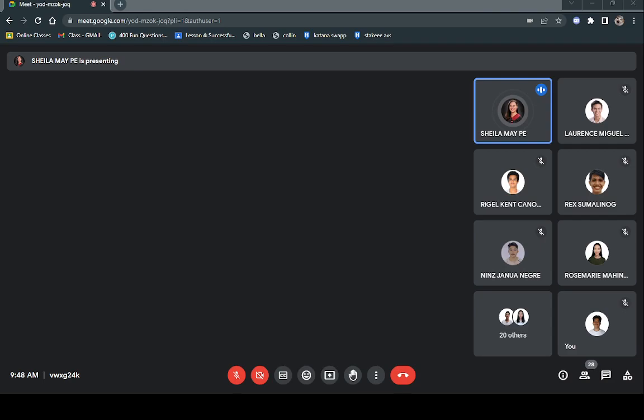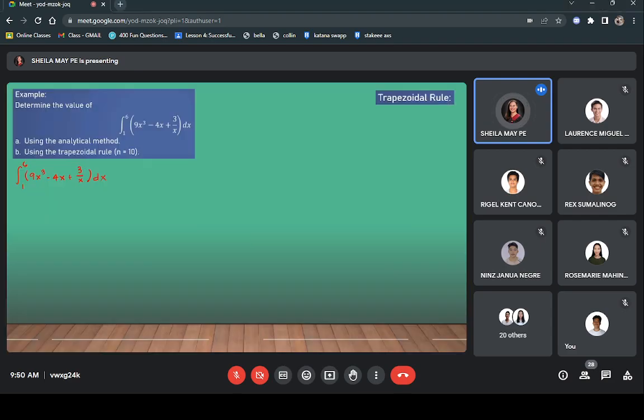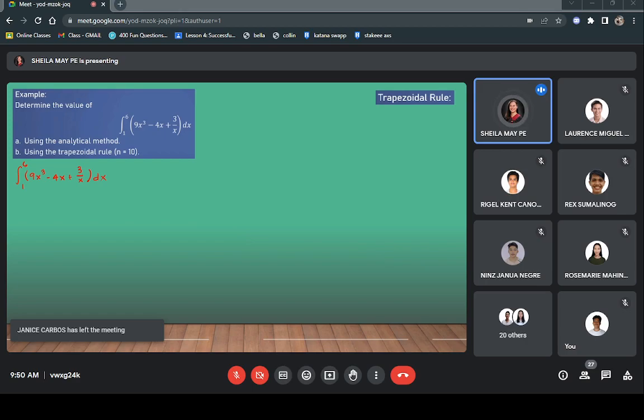Okay, for this one, we have an integral of 9x cubed minus 4x plus 3 over x dx, and we have our limit of 1 to 6. So for us to do that, class, our definite integral must be changed into an indefinite integral. I know you can just input this to your calculator, but I want you to know and be familiar again with the rules of integration manually.